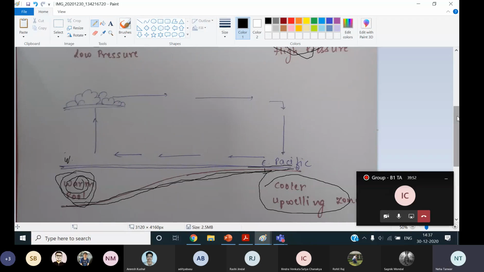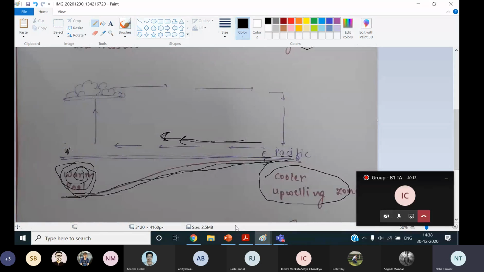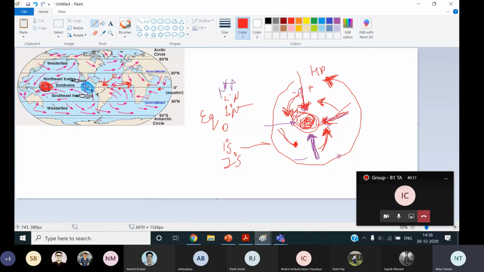So what happens during an El Nino year? There is a breakdown of this water and air cycle. The winds that we see here, moving from Eastern Pacific to Western Pacific, become very weak. So what will happen if the winds become weak? If these winds become weak, there wouldn't be any upwelling in the Eastern Pacific.